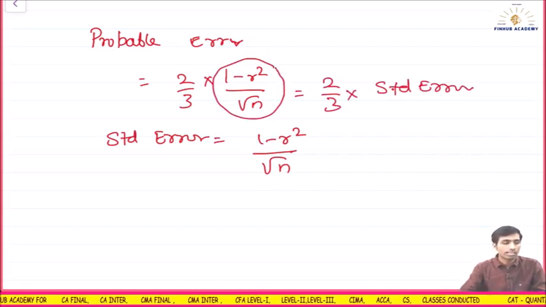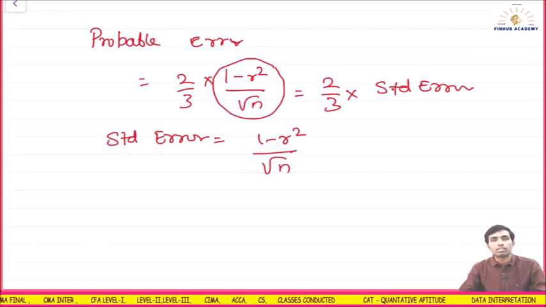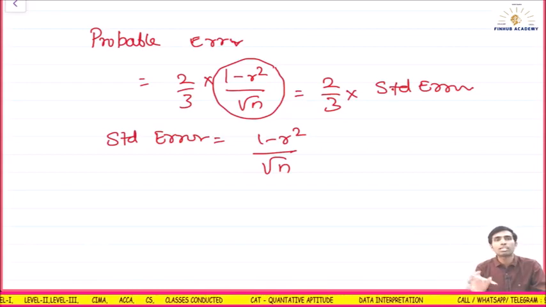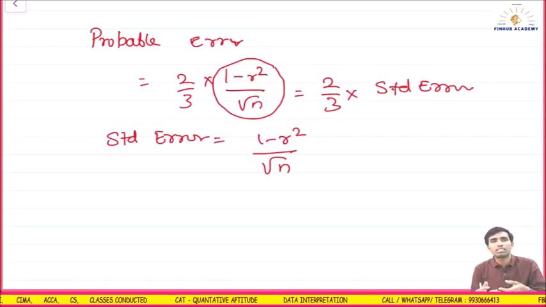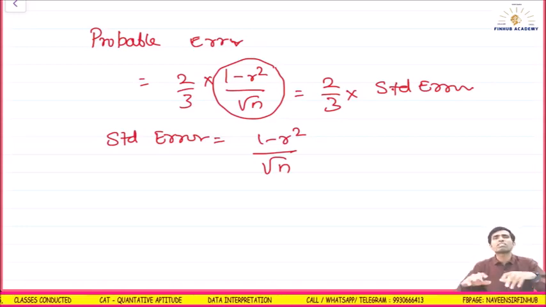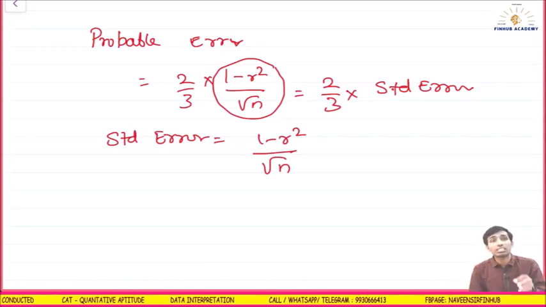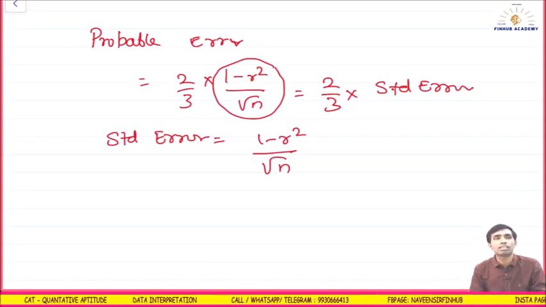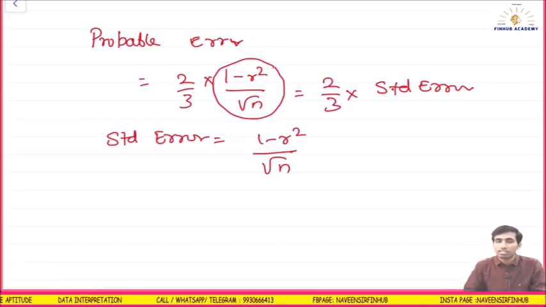Understood? I don't think this part will be tested, but still in one of the exams I saw this, so I have given the formula. I am not explaining much about this. How much error there can be in the data is determined by probable error. Because when we are studying something, there can be some error, and that error is explained by probable error, how much the probability of the error is. Simple. Let's go to the questions.